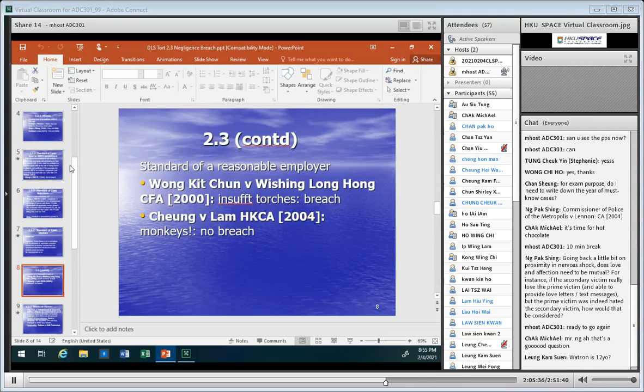Also, I've got another case there. I don't know why I got this case, but I always put it in. Showing and Lamb is not in your course manual. I think what happened was that some people were feeding monkeys in Kowloon somewhere or other, and the monkeys bit them. Was there negligence? Well, a duty of care was owed, yes, but was there breach of the duty of care? The court said no breach, because I think there were warning signs there, and the people feeding the monkeys were stupid themselves. Anyway, I'll just throw that one in, a bit of monkeying around. But Wishing Long Hong is your must-know case. It is Court of Final Appeal, and it's a good case on breach of the duty of care by an employer.